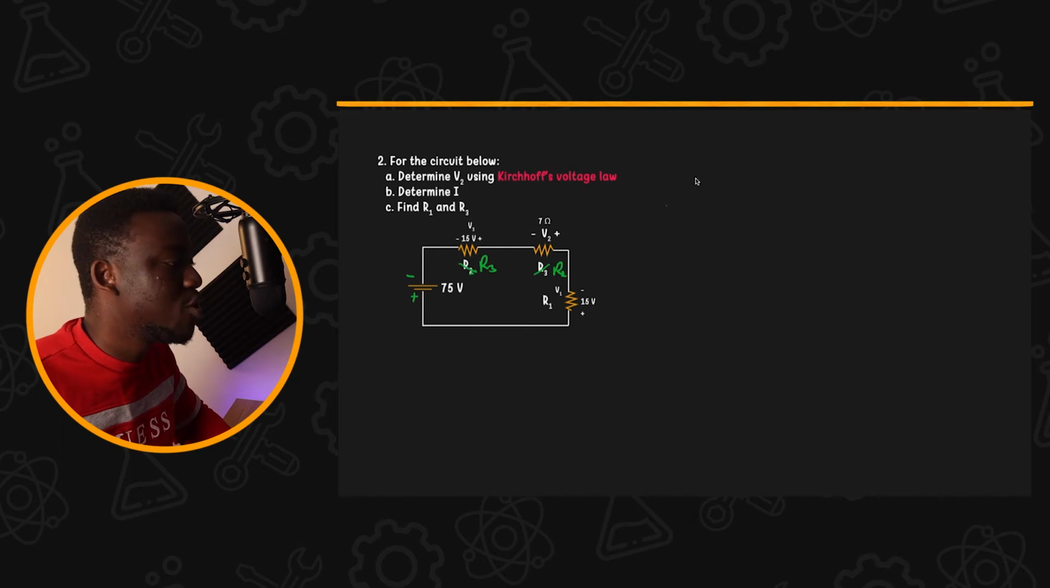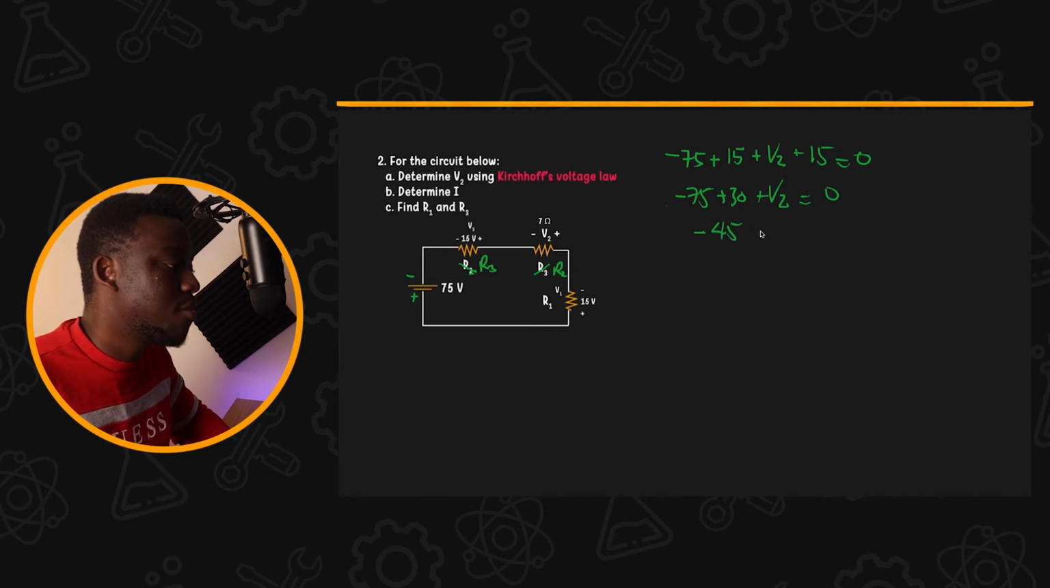We can see that 75 is already flipped, and so we have minus 75. And since it was supposed to be minus, but then we meet the minus sign here first, so we get plus 15, plus V2, plus 15, all equals 0. So we have our minus 75 plus 30 plus V2 equals 0. So that gives us minus 45 is equal to minus V2. So our V2 is 45 volts.